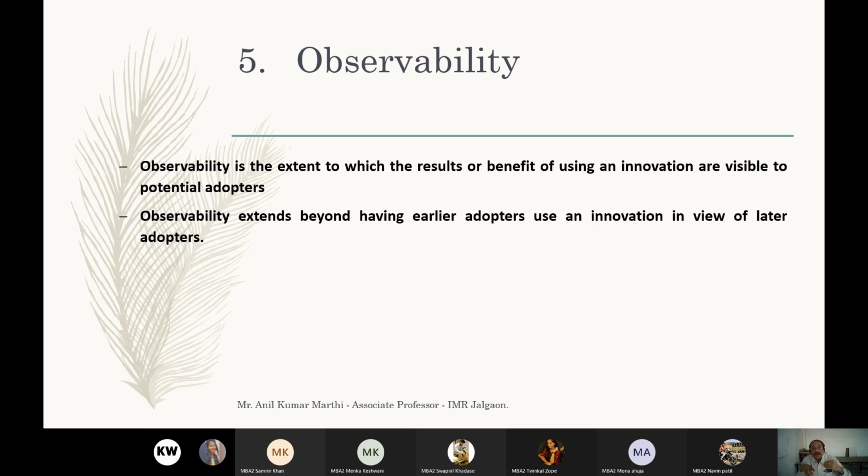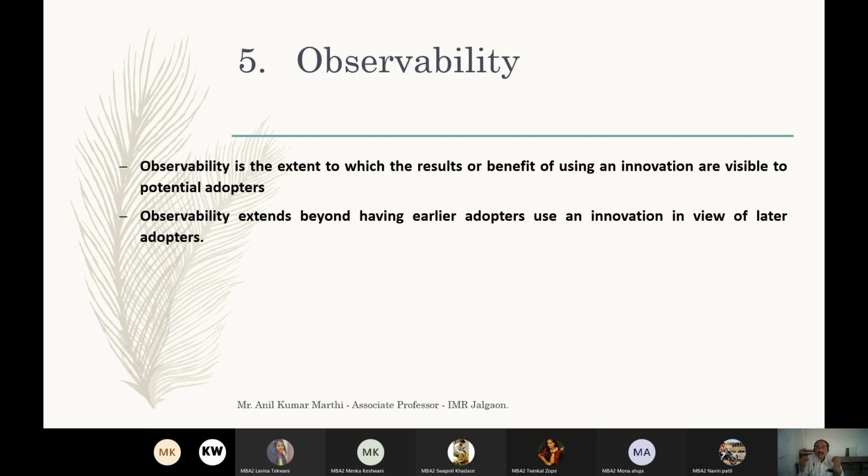So it will extend beyond early adopters using an innovation in view of later adopters. Okay, so you should be in a position to understand the benefits, observe the benefits, and be in a position to recommend it to others. So these are the 5 characteristics of innovation.